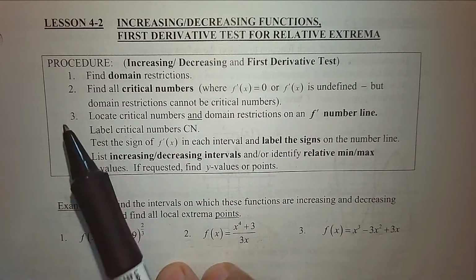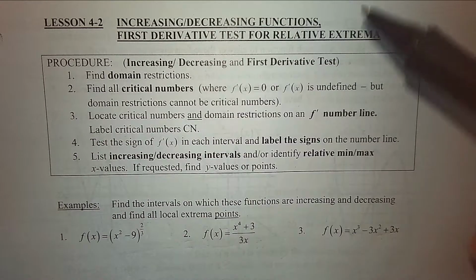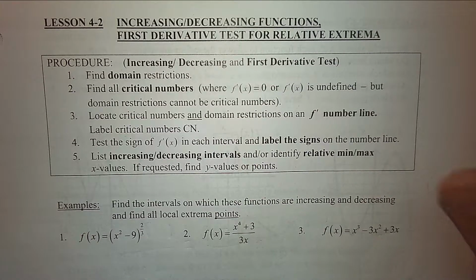First, we need to understand what the domain restrictions are. If there's a domain restriction, we need to be aware of it. Two, we're going to find all the critical numbers. What does that mean? We learned that from 4.1. What are critical numbers? Endpoints, first derivative equal to 0 and solve, and first derivative where it's undefined. So where are the critical numbers? Endpoints, first derivative equal to 0 and solve, first derivative where it's undefined.